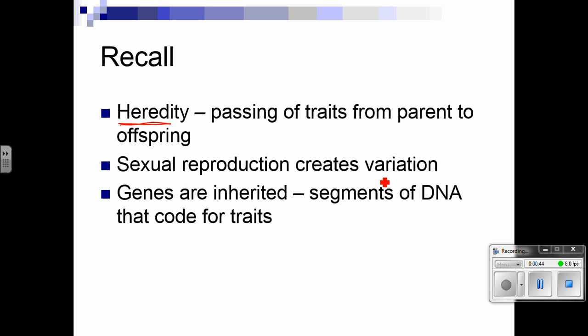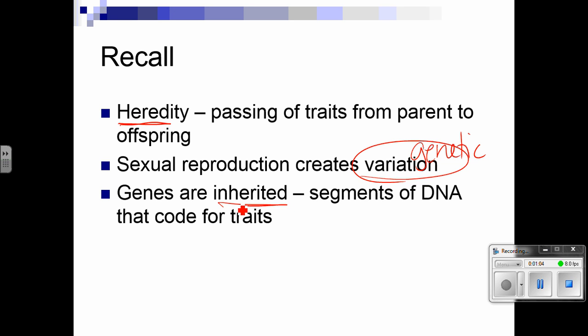Sexual reproduction creates variation, and when we mean variation, we mean genetic. There's lots of variety created from sexual reproduction. Why? Because when two different gametes have to come together, they mix that genetic information, and so no offspring will look exactly like either parent.